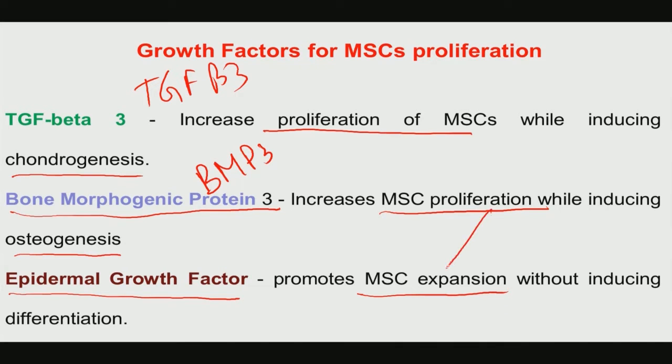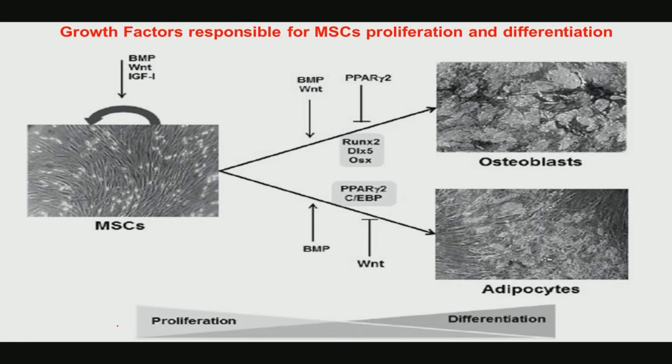Expansion and proliferation, these two things are synonymous. In cell biology and biomaterials literature, particularly in the context of MSC, people tend to use the word expansion more often than proliferation. So, MSC expansion and proliferation are synonymous words, or they are used interchangeably. Epidermal growth factor essentially promotes MSC expansion without inducing any differentiation. So, you can use it just to maintain the stemness, without differentiation.